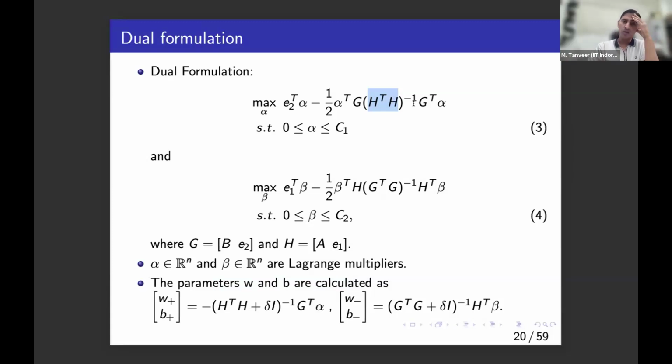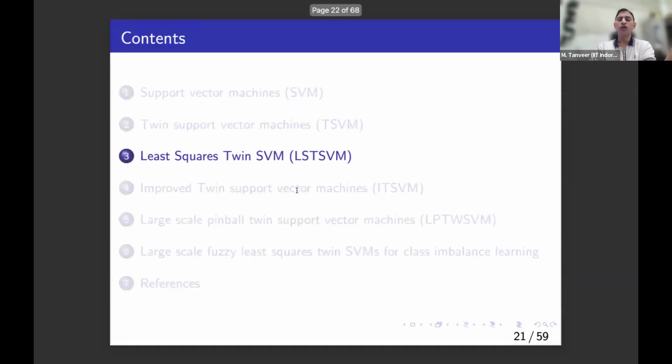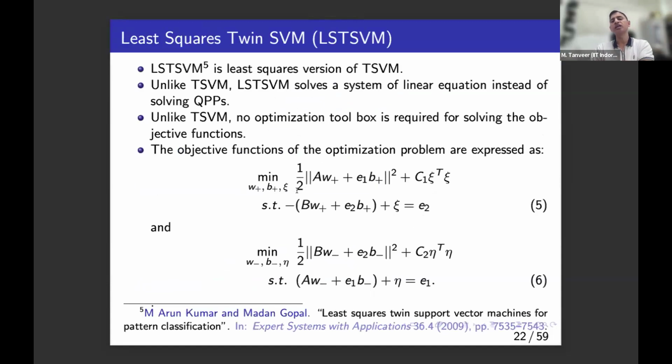So if we are calculating the inverse of the matrices and the data is large, then this algorithm may not be as useful for large scale data. So how to address those issues? We will discuss that. But before moving on, let me first discuss a very nice algorithm called the least square version of twin SVM.